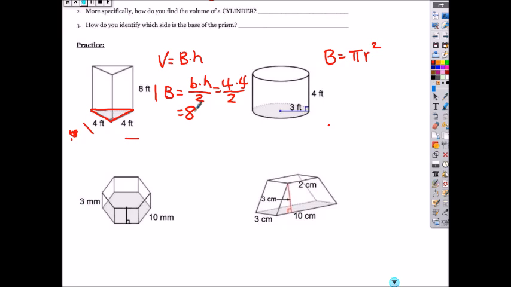So what is the volume of the triangular prism? Area of the base was 8. Height was what? 8. So your volume is 64 feet what? Cubed. Always circle your final answer.